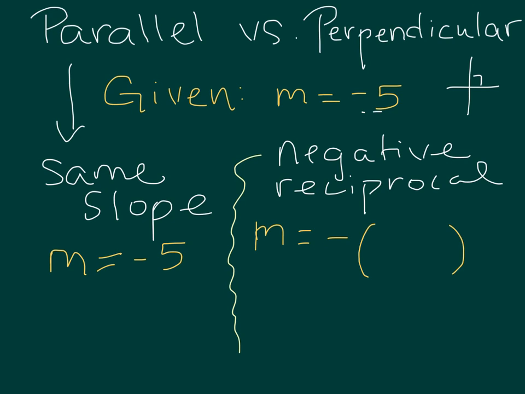So I'm just going to remember that any number can be over 1. So the reciprocal of this is going to be 1 over 5. And it was negative. So now I'm just going to simplify this term. Flipped the fraction upside down, and then negated the negative. So my slope for a perpendicular line is going to be a positive 1/5.